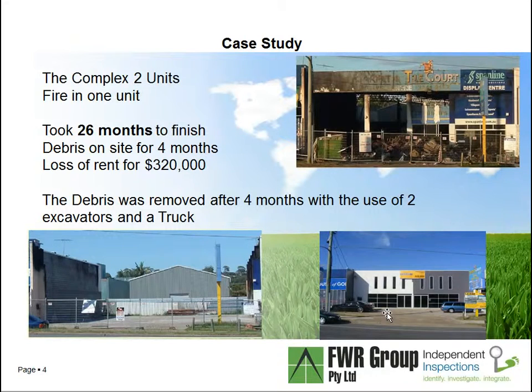So the total loss of rent, which is one of the components of your insurance policy, was $320,000. So we need to make sure that there's enough money put aside for loss of rent. So for the carpet companies, if they've got another place to rent to, if it was owned by them or whoever the tenant was, that's going to be lost income for that business.